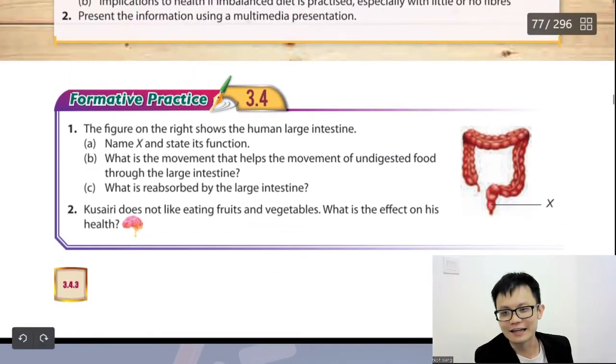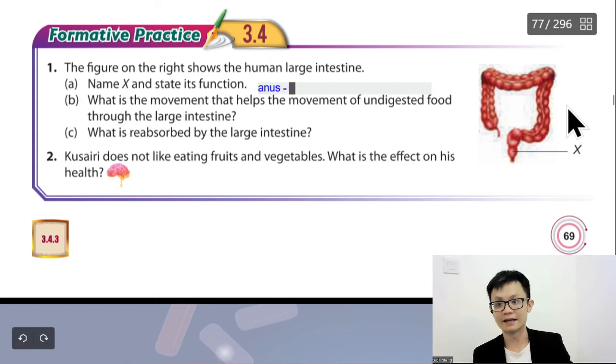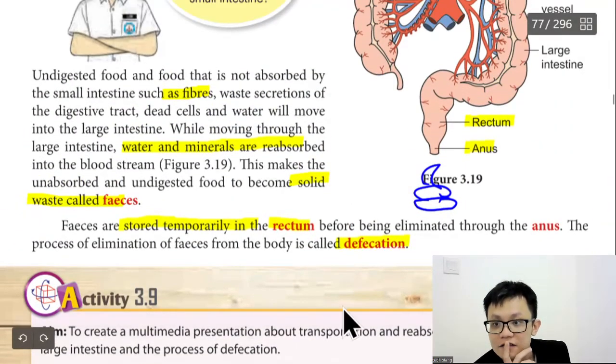Okay, let's look at this question. The figure on the right shows the human large intestine. Got two, right? 大腸, 細腸. Large intestine, small intestine. What is X? Very good, you got the answer correct. It is anus. And state its function. What is the function of anus? So let's look at the question. I think I can find it here, right?